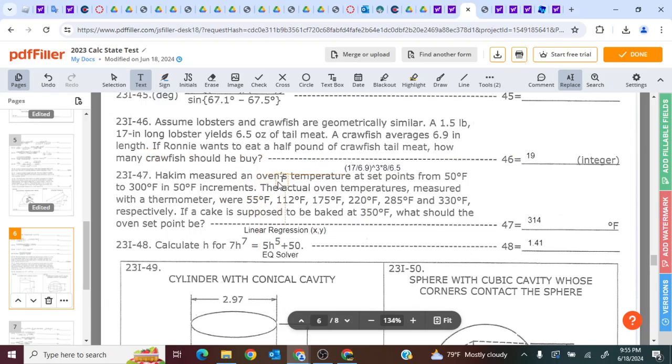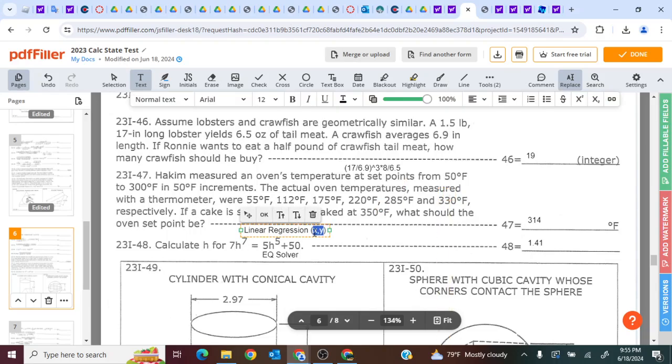47, oven's temperature set points at 50 degree increments. So 50 and 55, 100 and 112, 150, 175, etc. Plug all those values into linear regression. You'll want L1 to have 50, 100, 150, 200, etc. And Y will have the 55, 112, 175, 220.